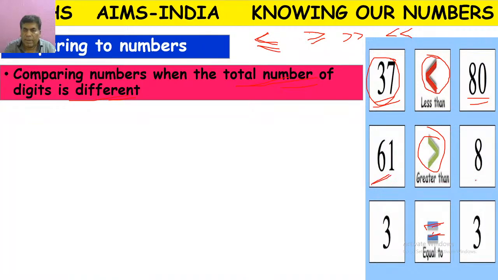But here 61 and 8. If we compare these two numbers, while comparing, we have to tell how the first number is related to the second number. The first number is greater than the second number. So that's why we make use of the greater than symbol here. Now here 3 and 3. How is the first number when compared to the second number? The first number is equal to the second number. So like that we can compare the numbers.